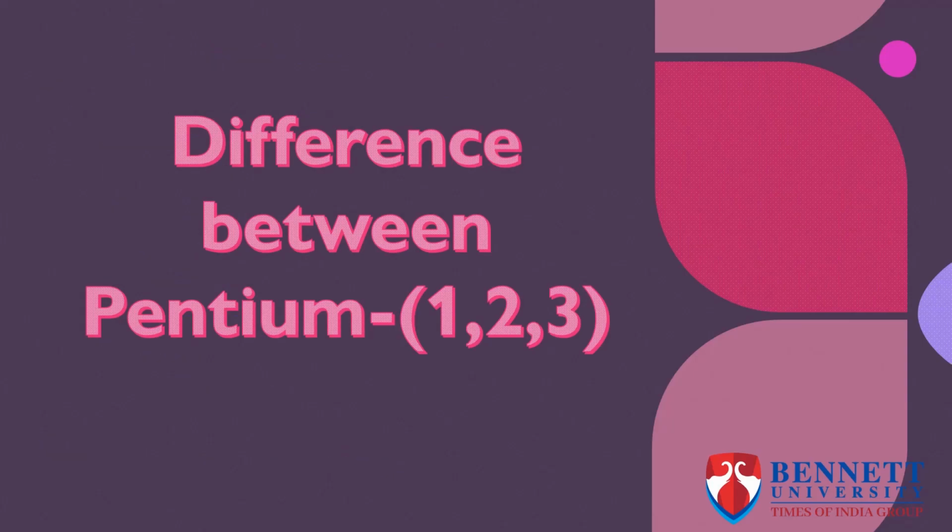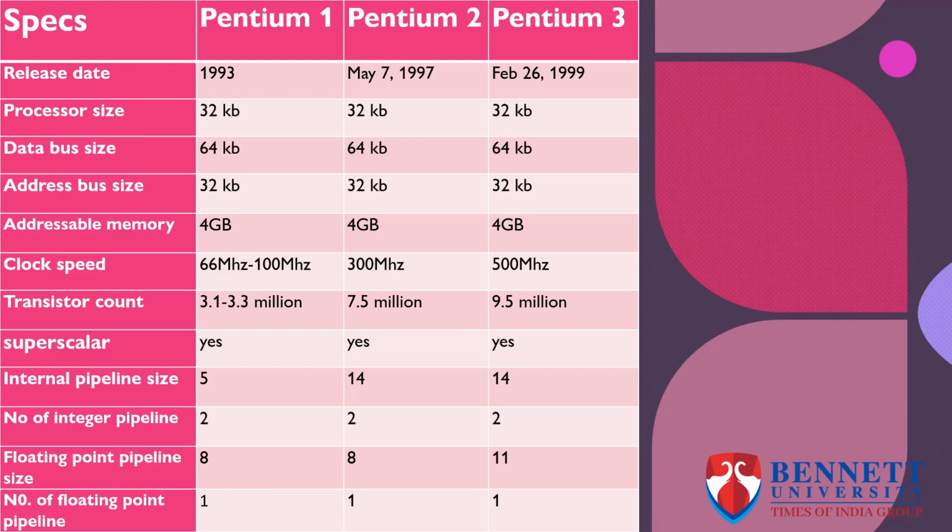Now let's talk about some differences between Pentium 1, 2 and 3. Starting with the release date. Pentium 1 was released in 1993, a year later than it was supposed to be, in 1992. Pentium 2 was released on May 7, 1997 and Pentium 3 on Feb 26, 1999.